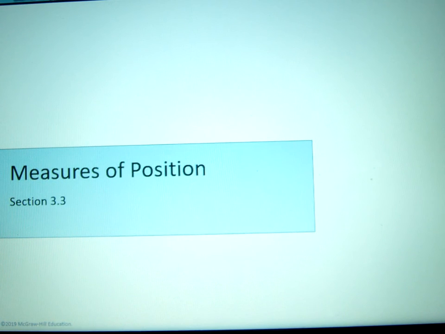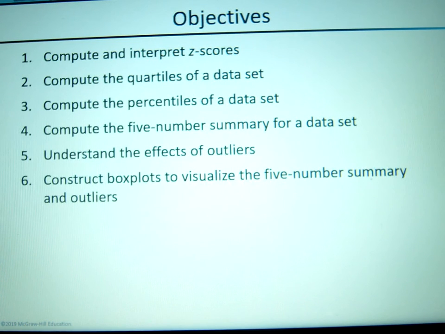Okay, everybody, here we are with section 3.3. After this, we'll be done with chapter 3, so that's exciting. So here we're going to compute and interpret the z-scores, compute quartiles of the data set, compute the percentiles of a data set, compute the 5-number summary for a data set, and understand the effects of outliers. And then finally, we'll look at constructing box plots to visualize a 5-number summary and the outliers.